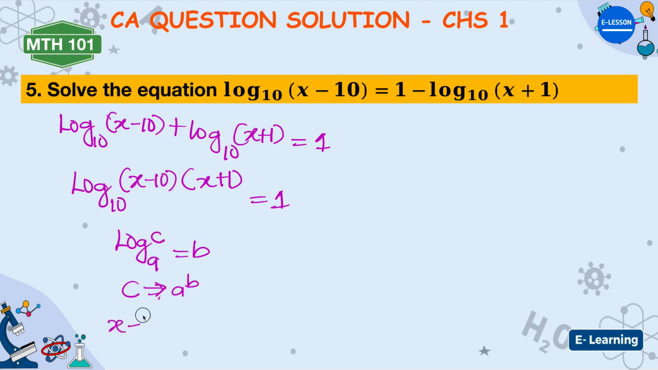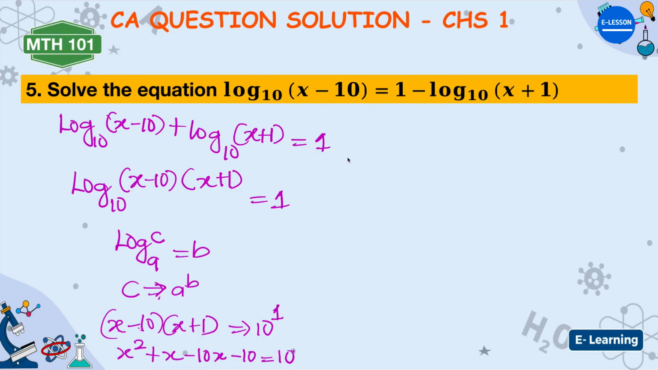So we can say x minus 10 bracket x plus 1 is equal to, what is our a here? It is 10, raised to the power of b, which is 1. Raised to the power of 1. Are you getting it? If you look at it very well, here is our c, and if you compare with this thing we have here, here's our a, here's our b. Now, my dear students, open. x times x will give us x squared. This multiplied by this will give us plus x. This multiplied by this will give us minus 10x. This multiplied by this will give us minus 10, is equal to 10.